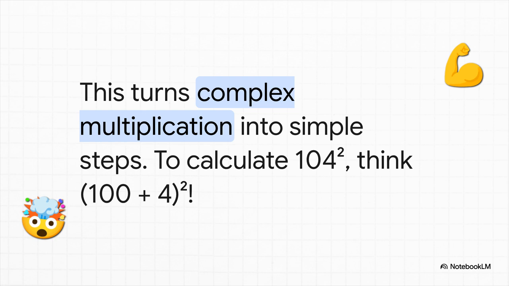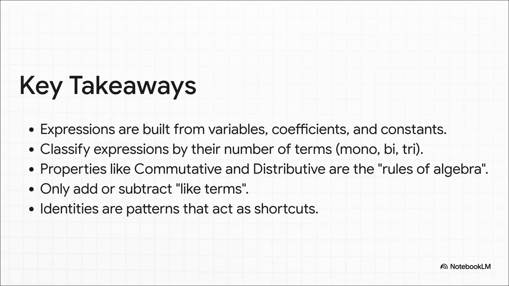For example, if you wanted to calculate 104 squared in your head, just think of it as 100 plus 4 squared. So you square 100, that's 10,000. Double the product of 100 and 4, that's 800. Square the 4, that's 16. Add them all up, 10,816. Boom, no calculator needed.